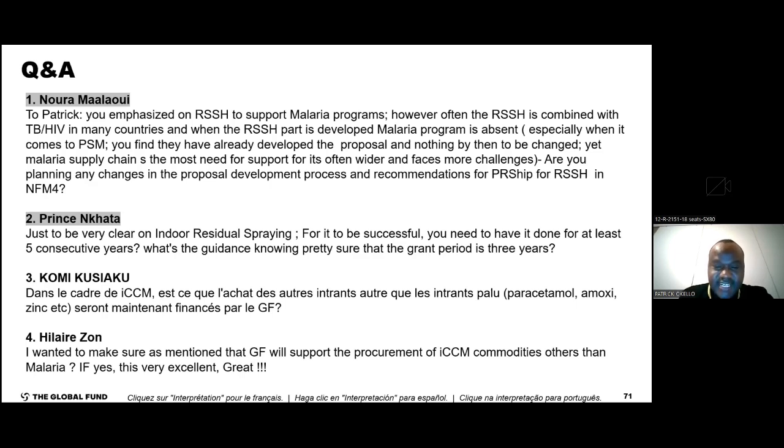Yes, I just said that one of the big wins of NFM4 is that the Global Fund has now opened up to countries to use Global Fund resources to, in addition to malaria, be able to provide the other commodities for diarrhea and pneumonia. So yes. And Hilaire Zone, your question, you wanted to make sure GF will support procurement for some commodities? Yes. And we're all excited with this capability.